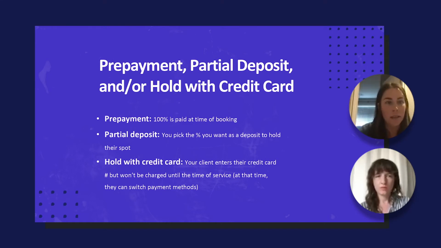With prepayment, just like it sounds, 100% is paid at the time of booking. With partial deposit, you pick the percentage you want as the deposit to hold their spot. And with the withhold with credit card option, your client enters their card number, but they won't be charged until the time of service. At that time, they can switch payment methods if needed.